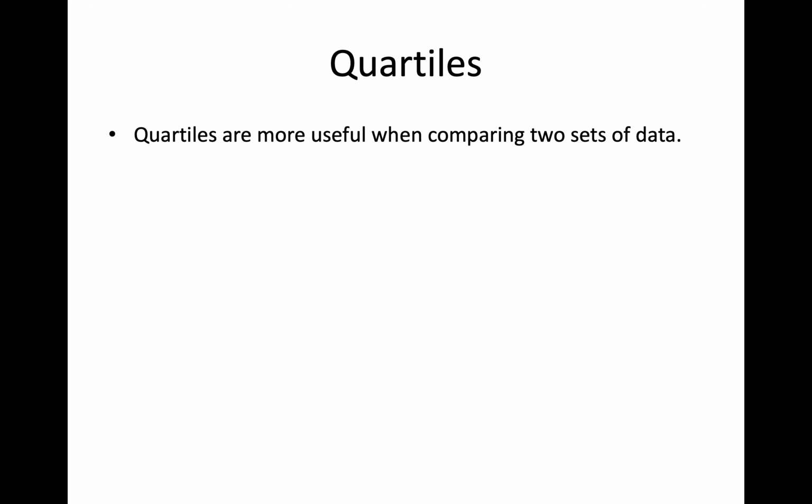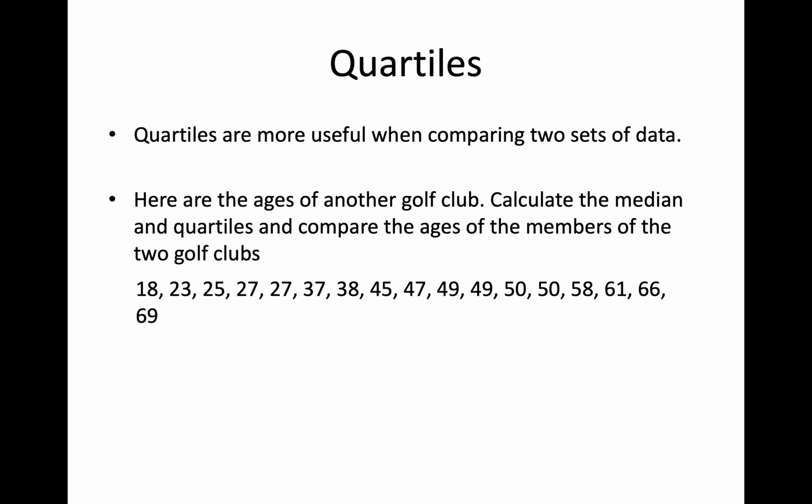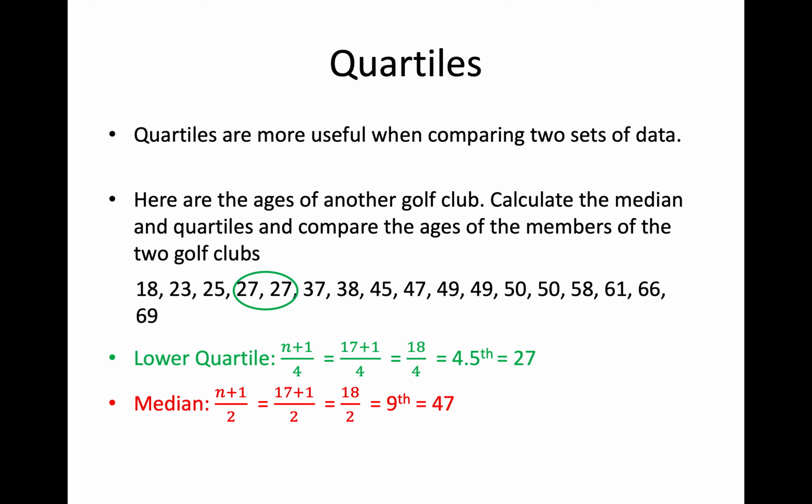Now, quartiles are really good when you're comparing 2 sets of data. We looked at the ages there of 15 people in one golf club. What about another golf club? We can compare the ages now. So here are the ages of this other golf club. Here we look for the lower quartile, the 4.5th value, which is 27. For the median, we're looking for the 9th value. And for the upper quartile, we're looking for the 13.5th value, which is 54.